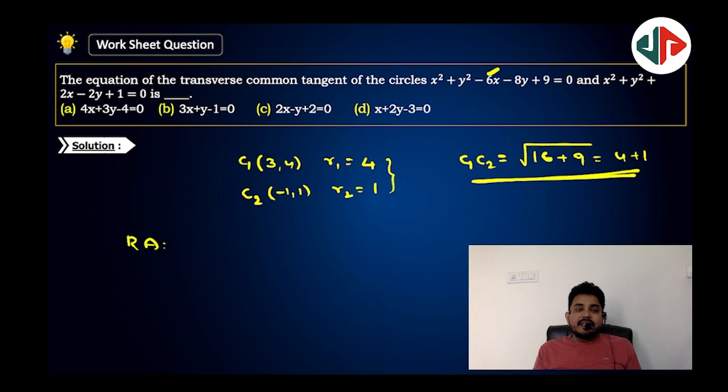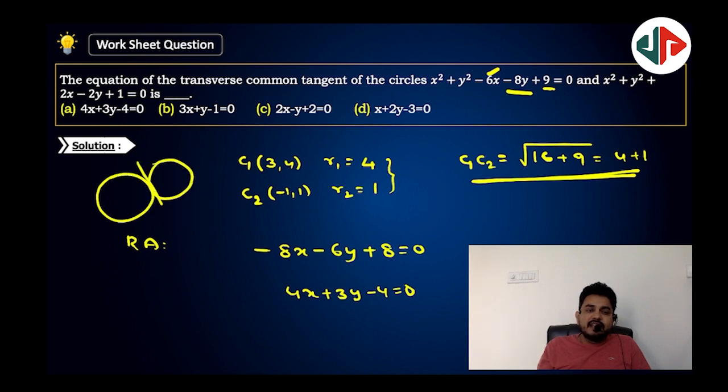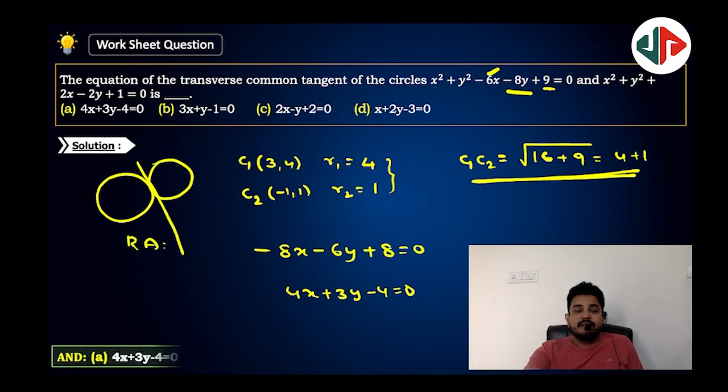So minus 6x minus 2x is minus 8x. Minus 8y plus 2y is minus 6y. 9 minus 1, so minus 8 is equal to 0. So the answer is, okay, this is plus, 4x plus 3y minus 4 is equal to 0. Because the circles are touching externally, the transverse tangent is the radical axis.